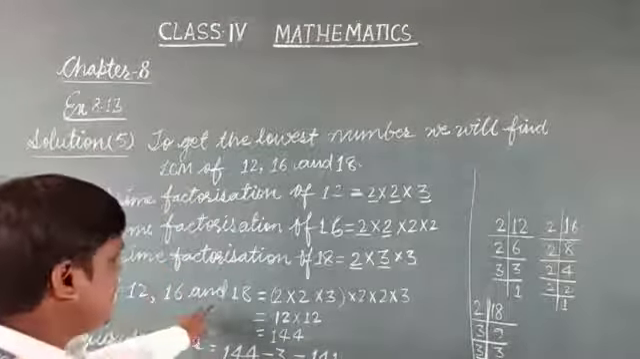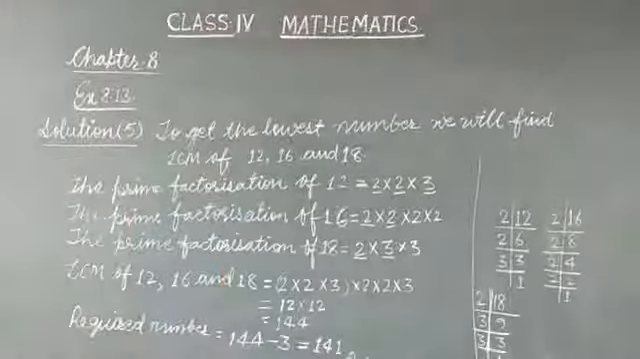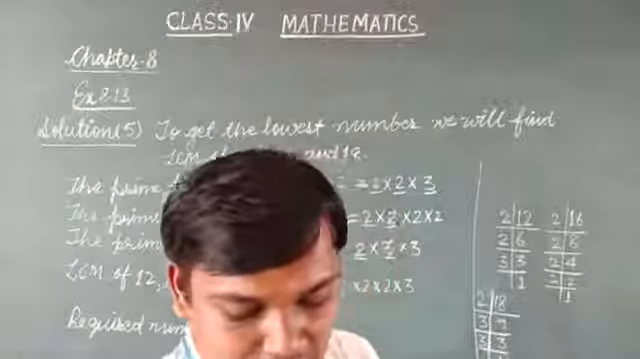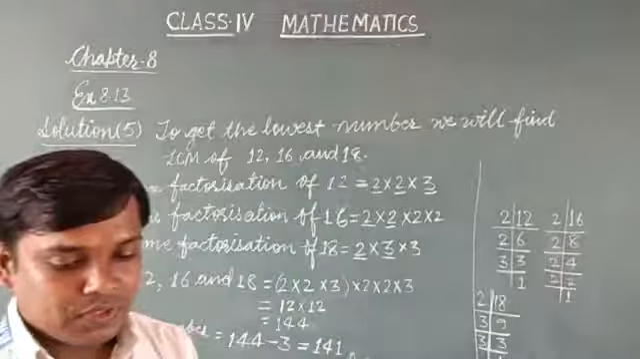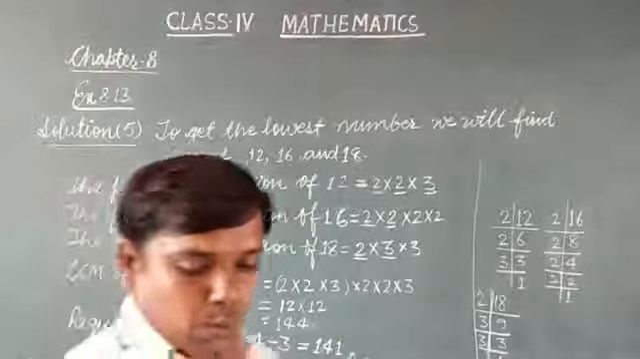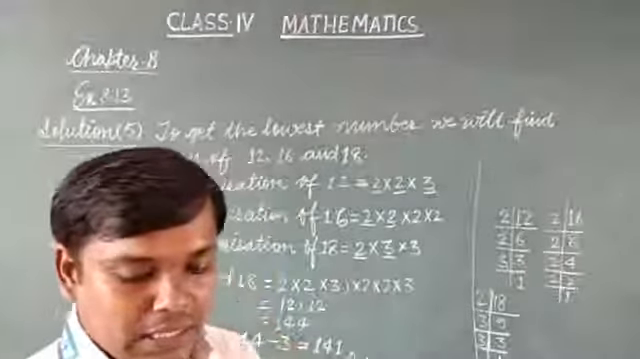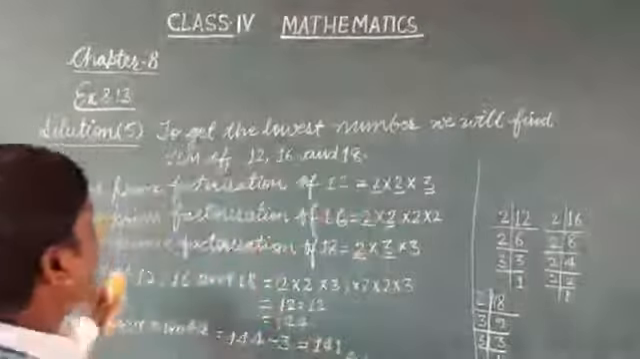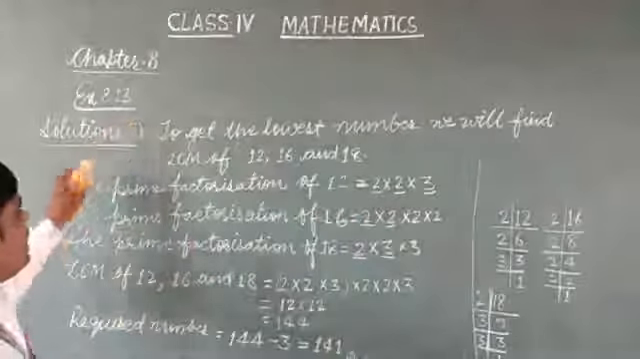Now the next question I am going to solve is question number 6. Please read the question. Find the lowest number which is exactly divisible by 11 and 17. In this case, we will calculate the LCM of the numbers.